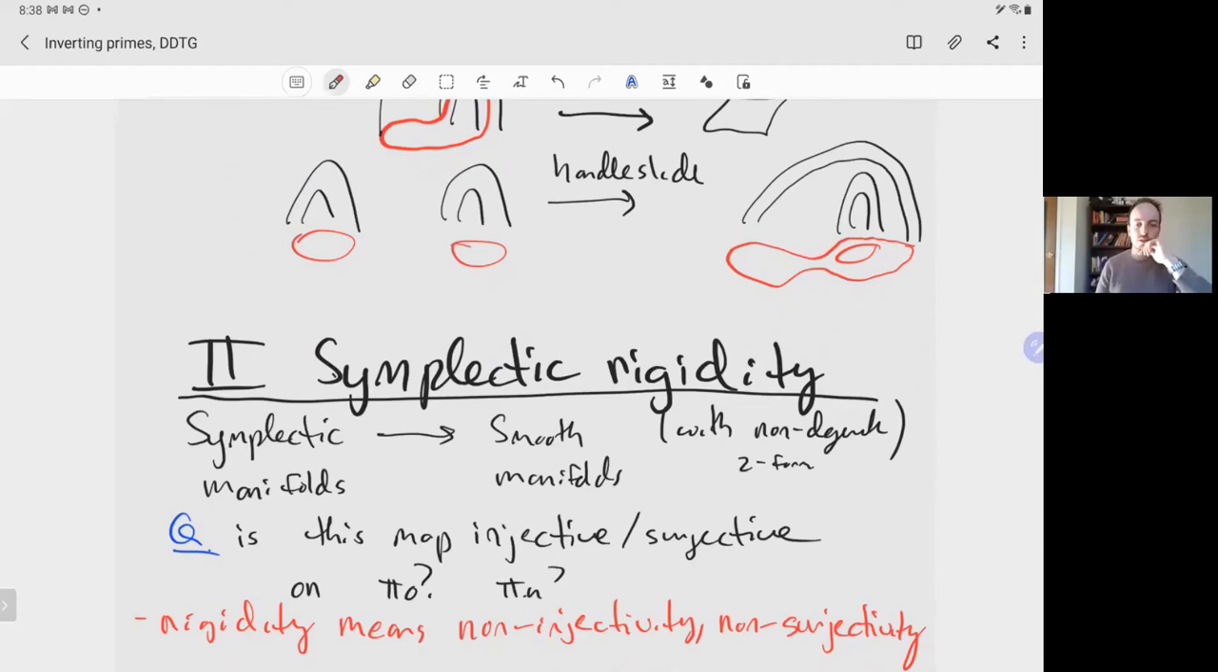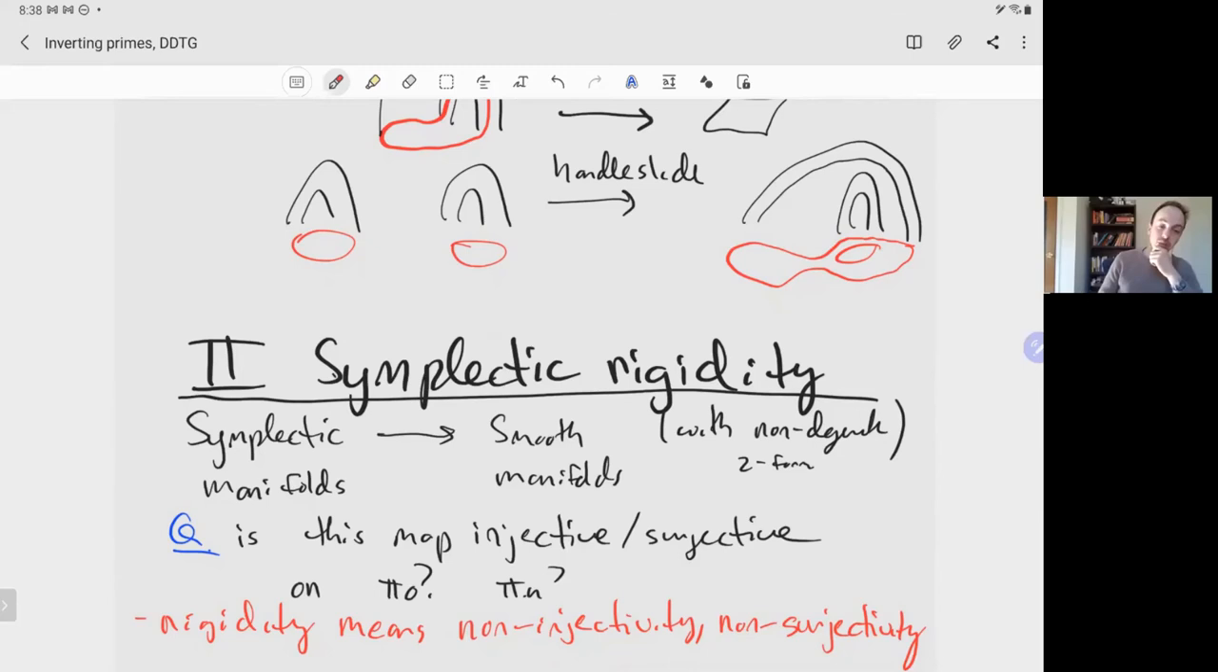Possibly you could consider them equipped with a non-degenerate two-form, where the right-hand side is completely classical data, something we can study with just smooth topology, because a non-degenerate two-form is some bundle theoretic data. Whereas the left-hand side is generally symplectic information. And then a natural question you could ask is, well, is this map on the space of symplectic manifolds to smooth manifolds, if you want, injective on pi zero? Or even say the higher homotopy groups?